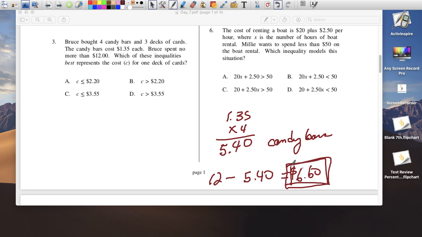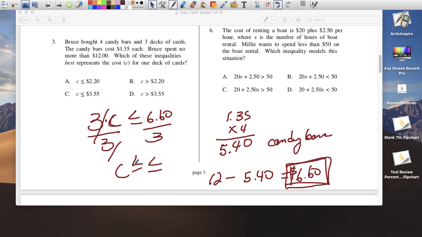So each deck of cards, so 3 times, and let me call it D for deck of cards, at least you see. So he's going to buy 3 decks of cards, right? 3 decks of cards, and it has to be less than or equal to 6.60, right? Because that's how much he has left over. He doesn't want to spend any more than 6.60. Divide this by 3, divide this by 3, and C is less than or equal to, let me rewrite this, C is less than or equal to 2.20. So that kind of makes sense, doesn't it?